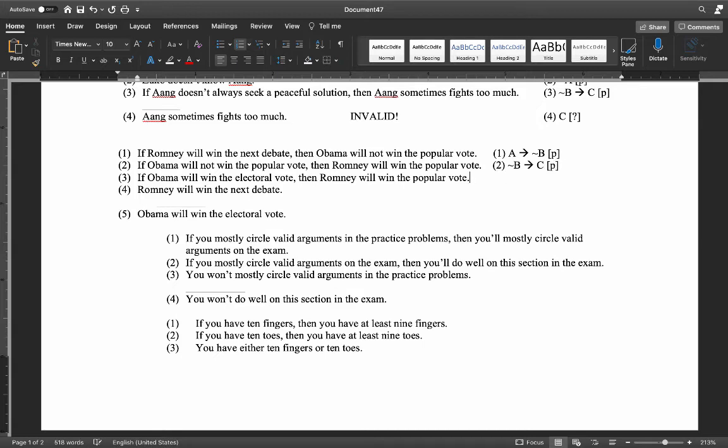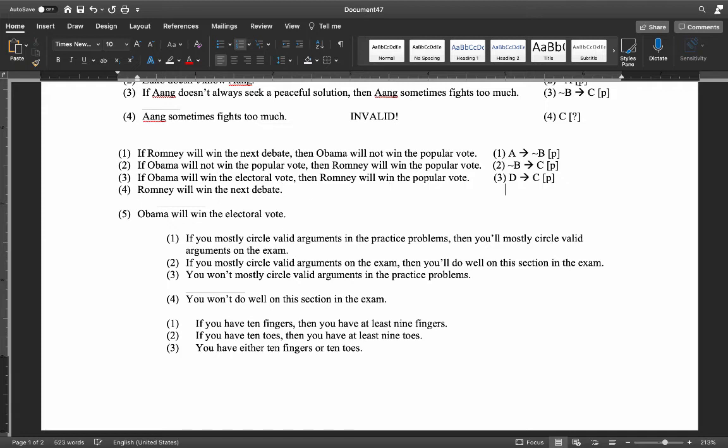And now we have, as our next claim, if Obama will win the electoral vote. So did that occur before? Obama popular vote, Obama popular vote, nope, so it's going to be a new letter. Obama will win the electoral vote. Then what's going to happen? Romney will win the popular vote. And Romney will win the popular vote was right there, so that's C. So if D, then C, that's a premise.